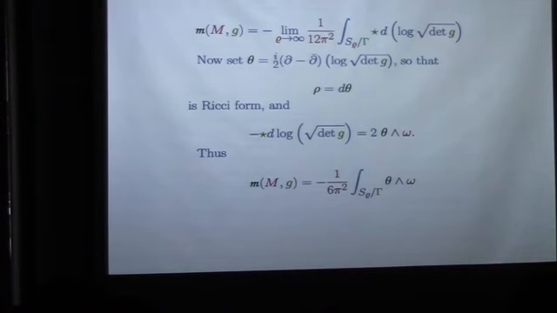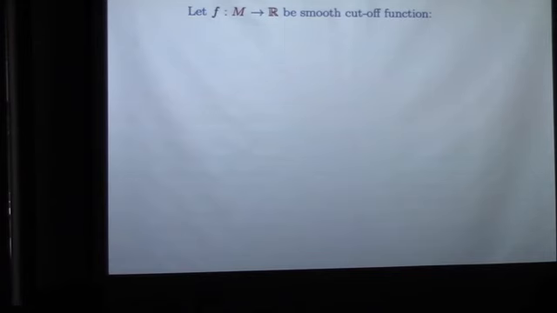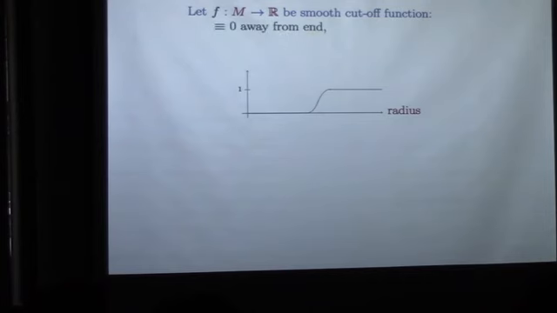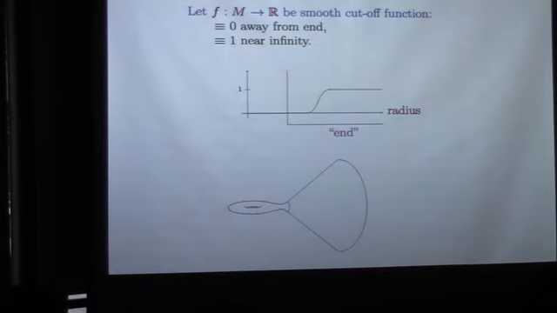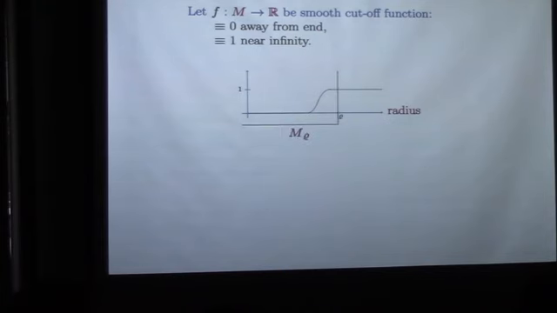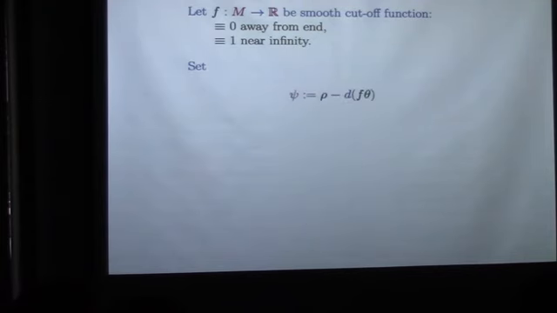But this is still not the mass formula I promised you. It's something more robust. It doesn't involve taking a limit. So now suppose you take a cutoff function, which is 1 at infinity and identically 0 away from the end. So it's supported just in this end, and it's identically 1 far enough out. And then we can look at the manifold with boundary you get by just cutting off at some large radius.